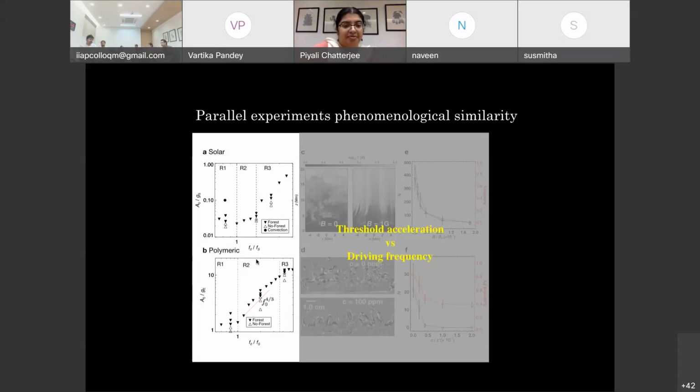So also in the polymeric fluid, we see a very similar trend in this phase space, threshold acceleration versus driving frequency phase space. So that is an important phenomenological connection from the point of view of threshold acceleration. Now the third condition, the first two conditions were basically fluid and gravity, and the third important condition for forming a forest of jets is large amplitude excitation.